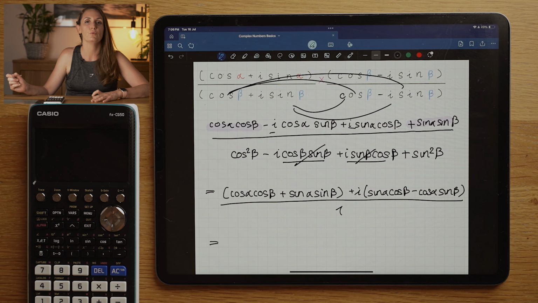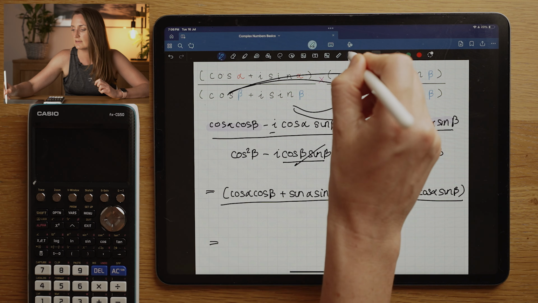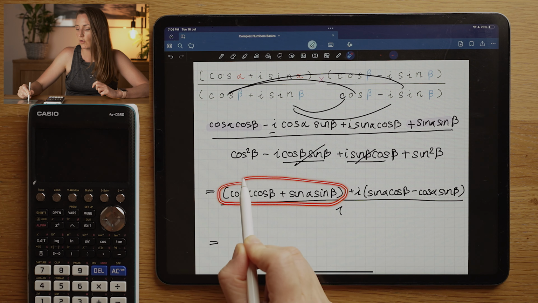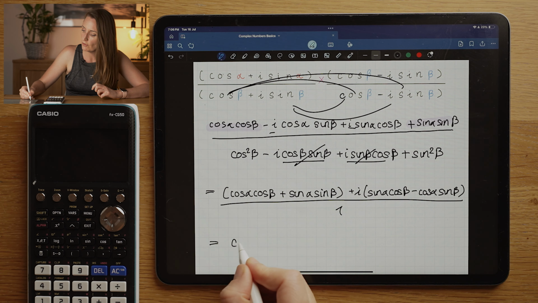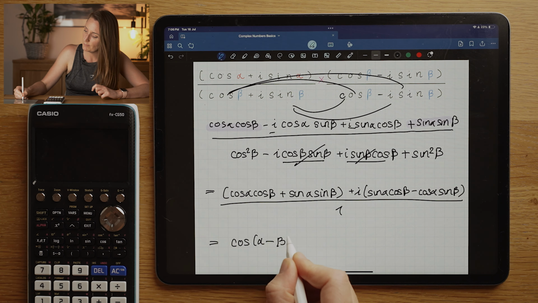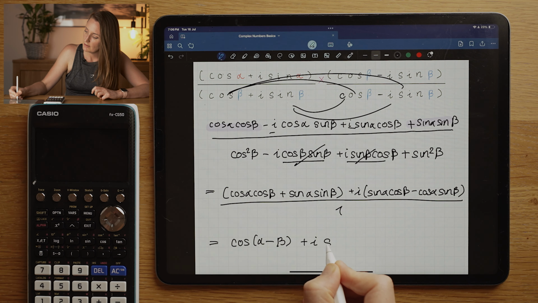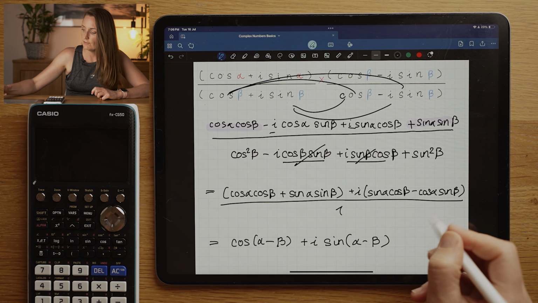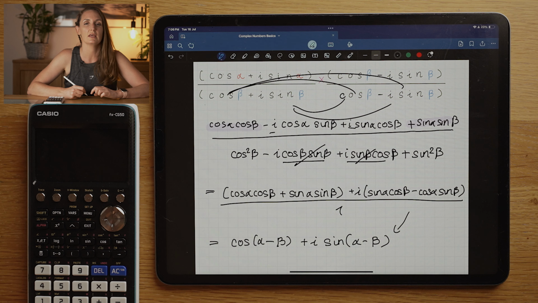Now, if you were watching the previous video, you'll remember there is a link here with these identities to the compound angle formula. In fact, this is the compound angle formula for cos alpha minus beta plus i sine alpha minus beta. And if you're not sure how I got from here to here, make sure to watch my video on the compound angle identities.